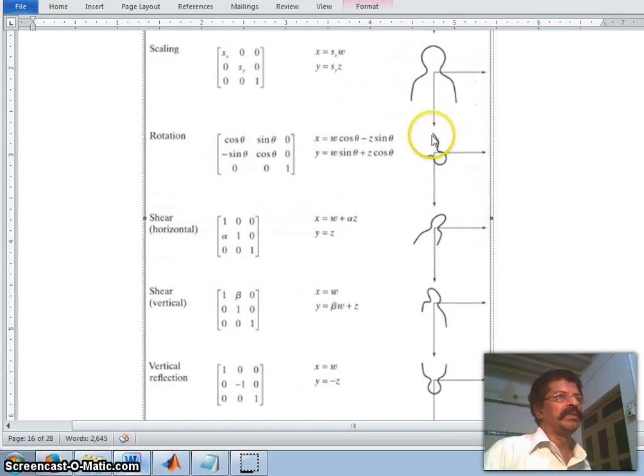We know that the clockwise rotation has sine theta here and minus sine theta there. If you want to rotate in the counterclockwise direction, this should be minus sine and this should be plus sine. All the values are in terms of degrees, therefore we first have to make a transform matrix and apply the transform on the image.